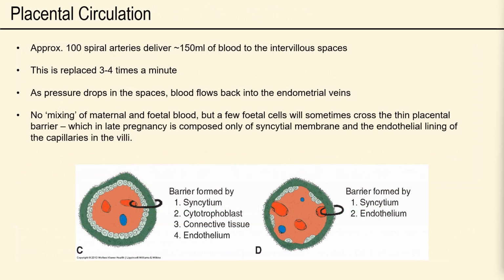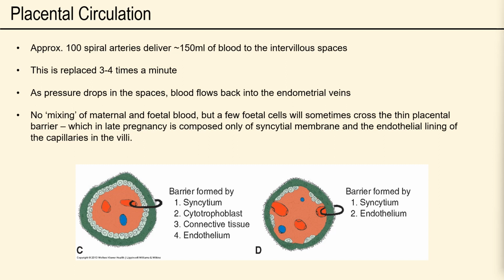So let's bring this back to efficiency of the uteroplacental exchange and have a look at what else happens to improve the ability of products to cross the membranes. There are about 100 spiral arteries delivering 150 ml of blood to the intervillous spaces or the lacuna, which is replaced about 3 to 4 times every minute. So the sheer volume of blood moving in and out of those intervillous spaces is incredibly high. As the pressure drops in the spaces, the blood enters and returns to the endometrial veins and continues to circulate around the maternal vascular system, taking metabolites from the fetus.